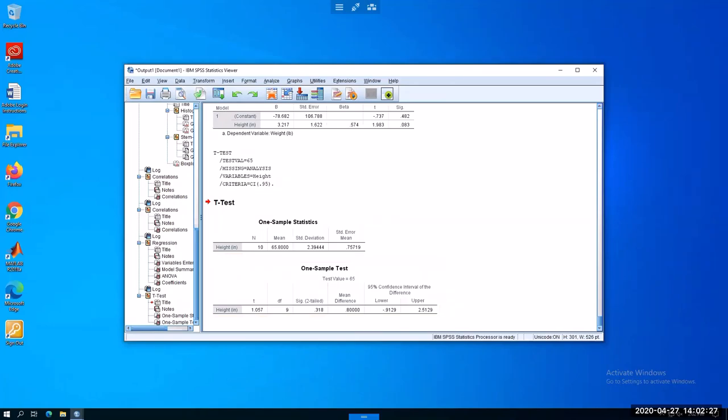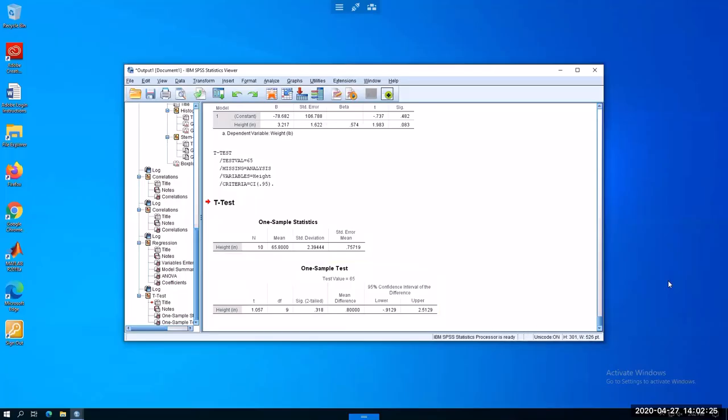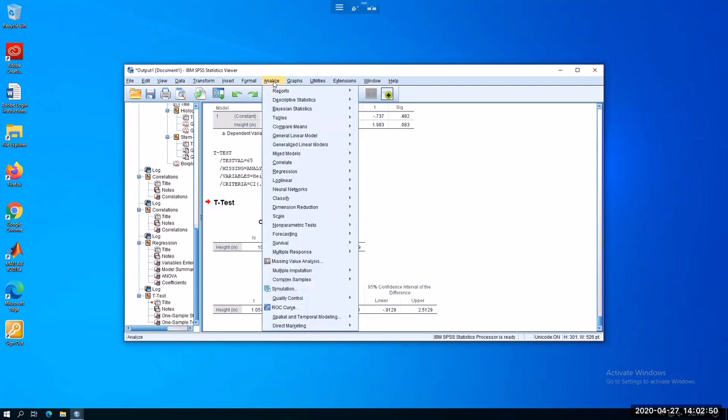So now I want to compare two means from two measurements of the same sample. Our sample has height and weight here. I want to try a paired sample test. We'll go to Analyze, Compare Means, and Paired Samples. We want paired samples.